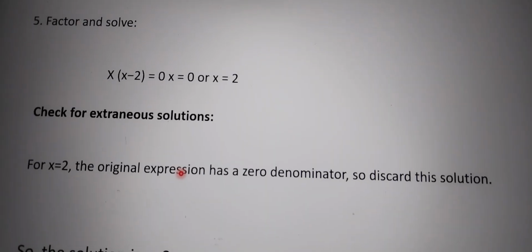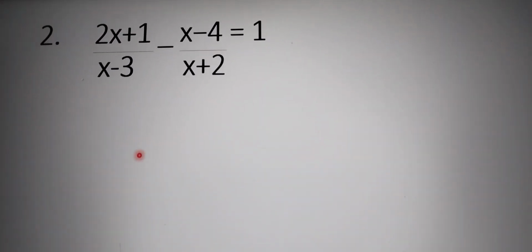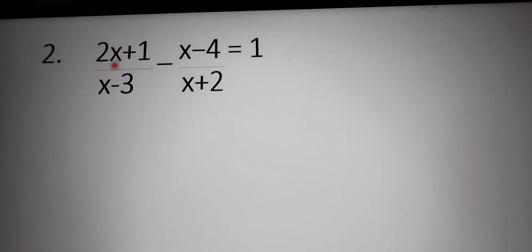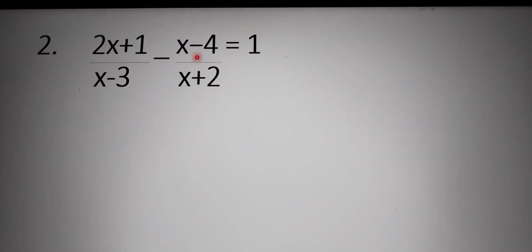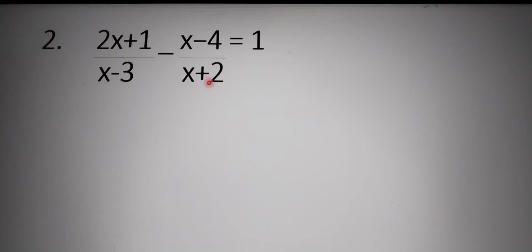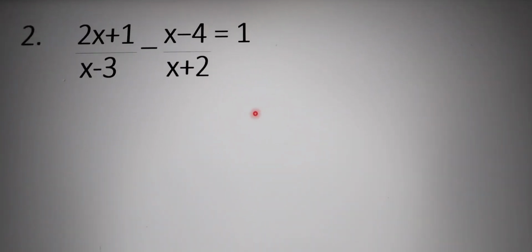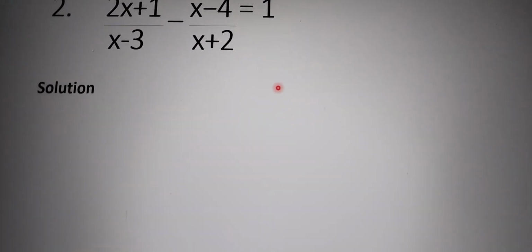Now let's go to our next question. This is the second question we're going to solve. This says (2x + 1) over (x - 3) minus (x - 4) over (x + 2) equals 1. So we're going to solve this. First, we'll say for the solution.